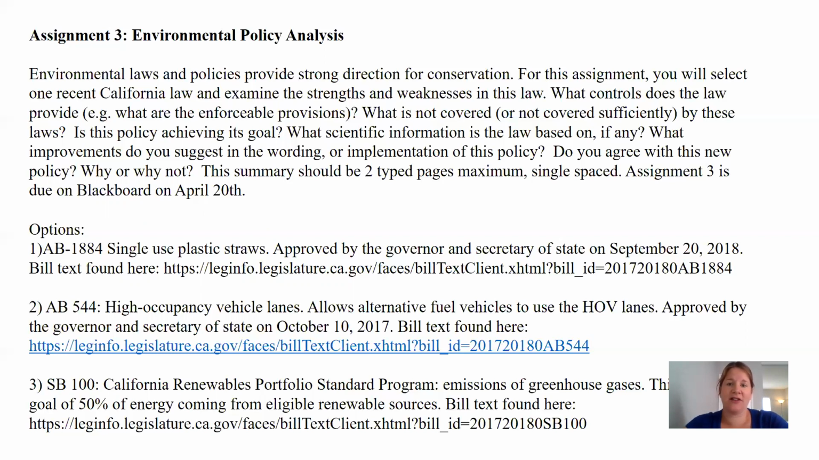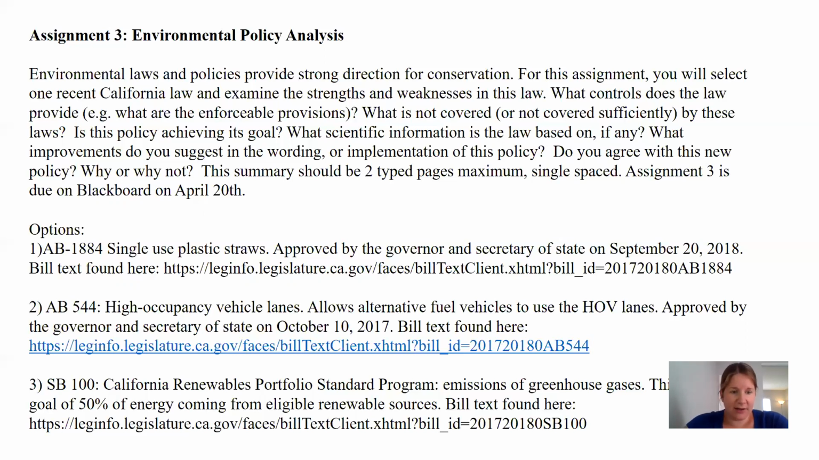Why or why not? This is in addition to providing, at the beginning, a short summary of what that law is. This is similar to the assignment due today: 2 pages, single spaced, due on Blackboard, just like all our other assignments. I have posted a few options here. These are different conservation and environmental focused laws, so you're more than welcome to use any of these 3. If you do find something else that you'd like to write about instead, please go ahead and do that.